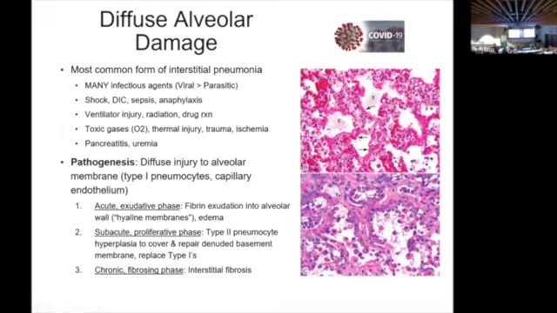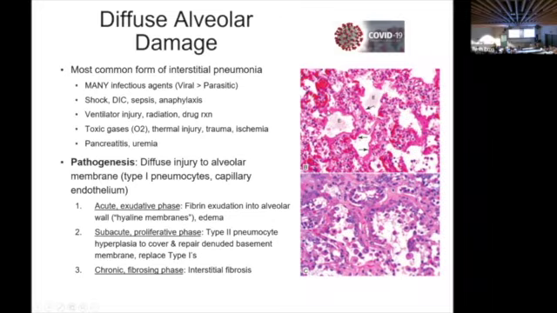So diffuse alveolar damage, this is the most common form of interstitial pneumonia. This is actually the type of pneumonia that COVID-19 causes. So it's pretty nonspecific. There are a lot of things that do this, lots of infectious, lots of non-infectious, lots of systemic things can cause diffuse alveolar damage. But what happens is the common pathogenesis is diffuse injury to all your alveolar membranes, your interstitium, right?